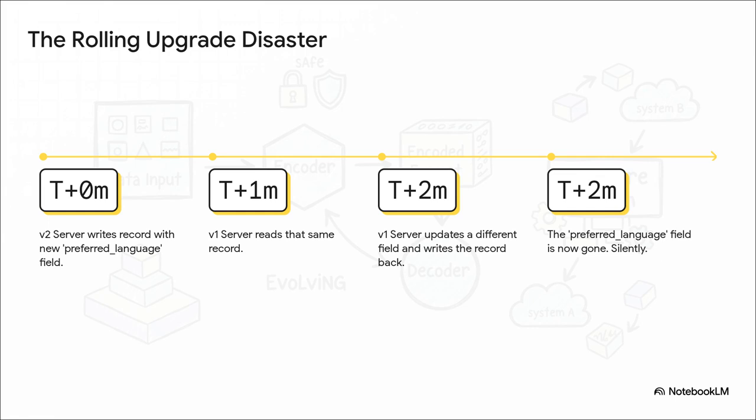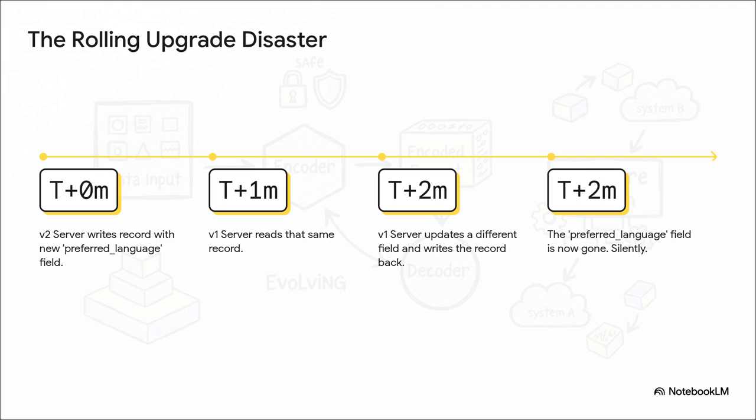Okay, so picture this. You're doing a rolling upgrade, which means your new code and your old code are running at the same time. Your shiny new V2 server adds a great feature, and it writes a record to the database with a new field, preferred_language. Awesome. But then, an old V1 server, one that has no idea what that field is, grabs that same record. It does something totally harmless, like update the last login time, and writes it back. And poof, just like that, the preferred_language field is gone.